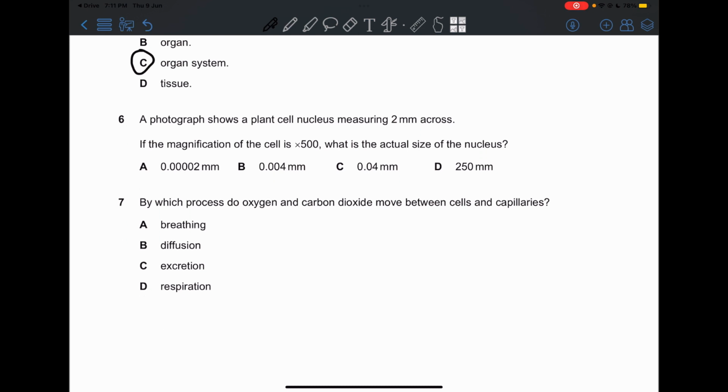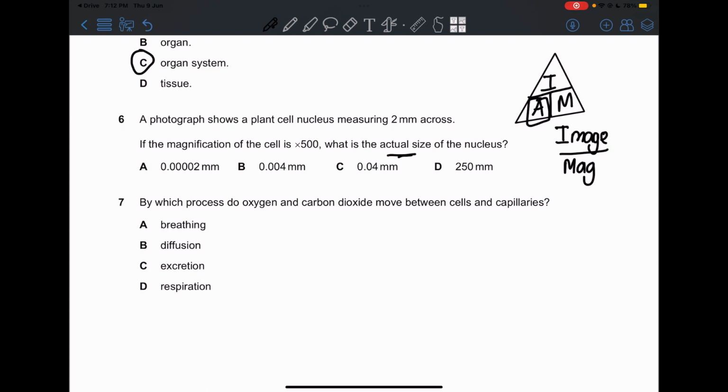Number 6, a photograph shows a plant cell nucleus measuring 2 millimeters across. If the magnification of the cell is 500, what is the actual size of the nucleus? If we get a question like that, we should draw a triangle, which is called the I AM triangle. This triangle will help you identify the type of calculation you should make. They need the actual size, so we're going to be using the A in this triangle. We're going to divide the image size over the magnification to get the actual size.